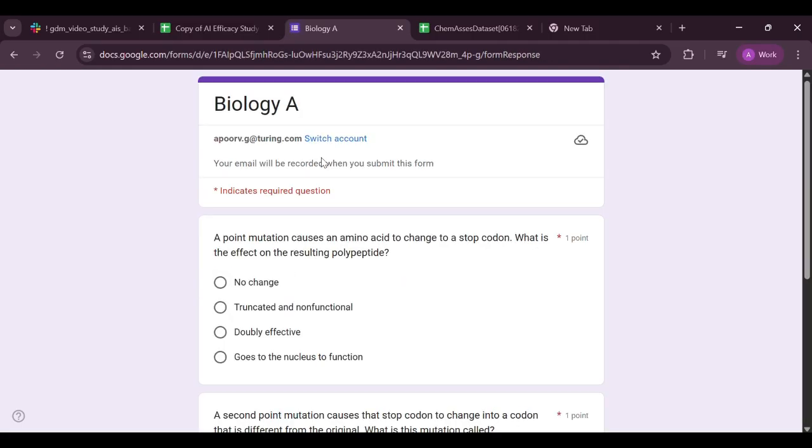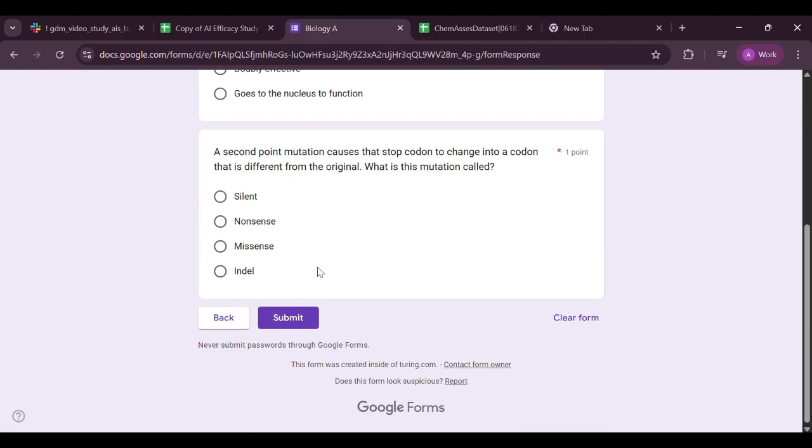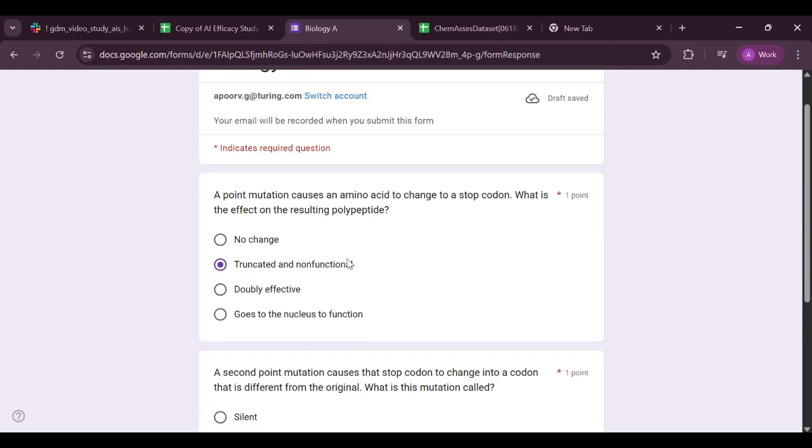So here we can see there are some more questions like mutation, and these two are the last ones. A mutation causes an amino acid to change to a stop codon; what is the effect on the resulting polypeptide? As we remember, an amino acid changing to a stop codon is the property of nonsense mutation, which is truncated and non-functional as well. So the correct option here is truncated and non-functional, as it is the property of nonsense mutation.